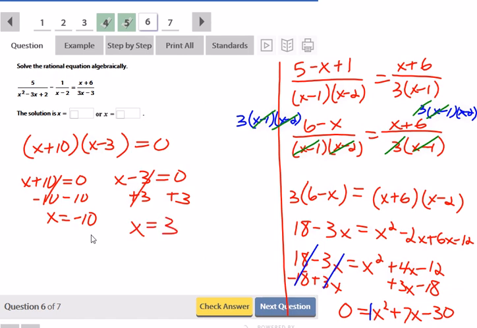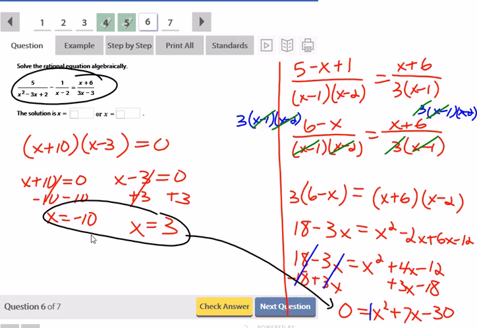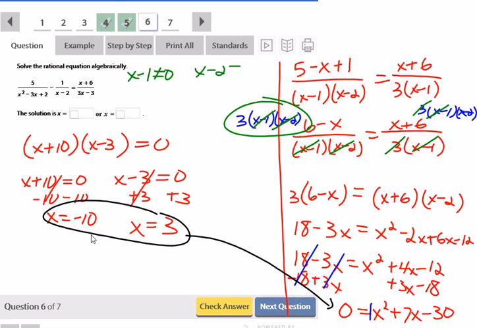But again, these are the solutions to a quadratic equation. I need to see if there are also solutions to a rational equation. So I need to compare my solutions to my restrictions. When I found the LCD of both sides, on the bottom I had an x minus 1, that's not allowed to be 0, and I had an x minus 2, that's not allowed to be 0. So my restrictions are that x can't be 1 and x can't be 2. When I compare my restrictions to my solutions, everything checks out. There is no conflict, so I can keep both of my solutions.